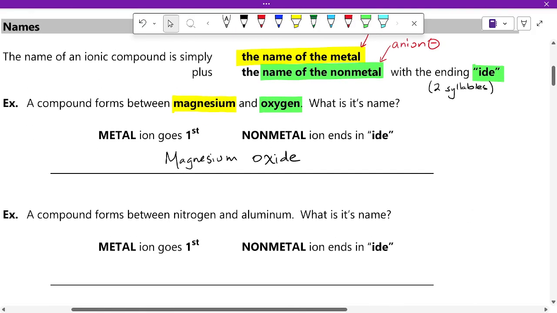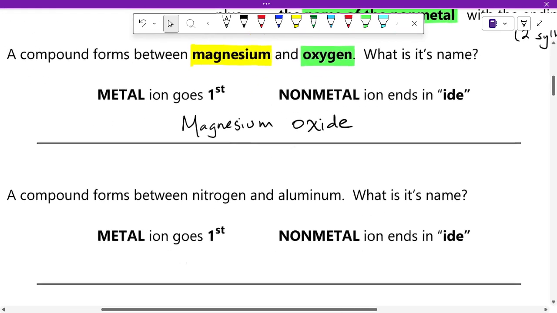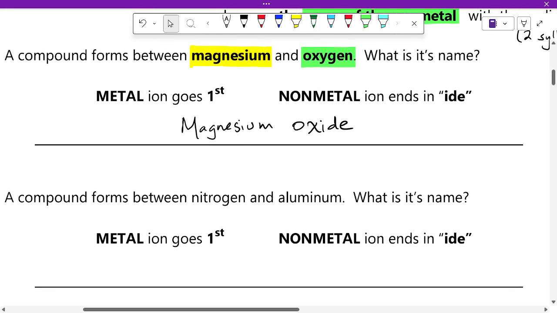A compound forms between, this one's tricky, you'll have to think a little bit. A compound forms between nitrogen and aluminum. What is its name? See if you can write it down and then check with your partner and see if they get the same thing as you.